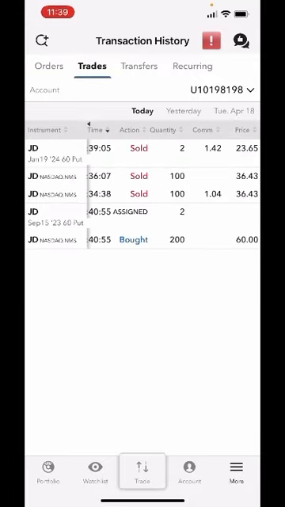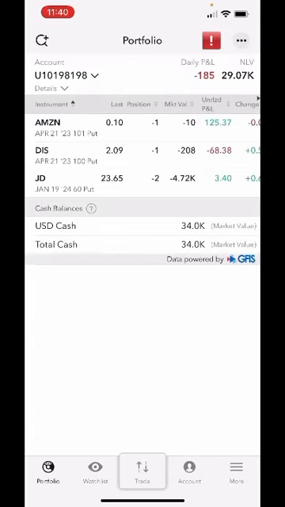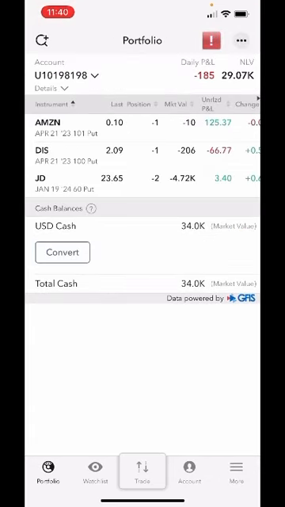Okay, let's do some maths. So for the 200 shares that we have sold, 36.43, that's a total of 7,286 US dollars. For the 2 option contracts, 23.65, that's about $4,730. So that's a total of $12,016. That's more than the $12,000 of assignment. Right, so let's check our cash balance. So there you get it. It's back to 34,000 cash. Right, so it's like the assignment didn't happen.